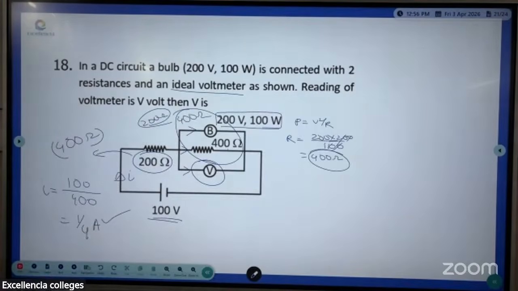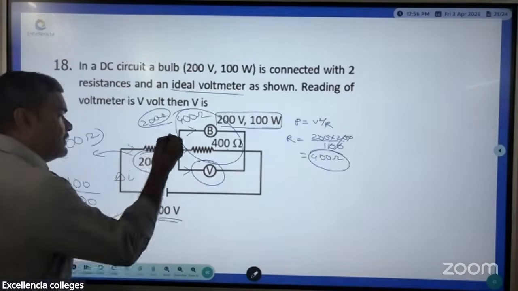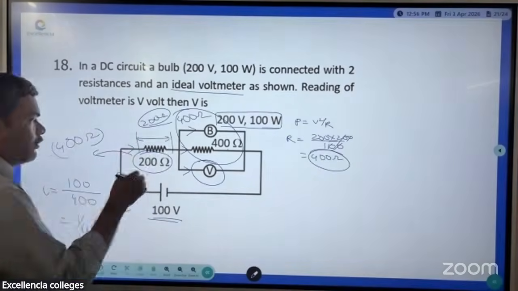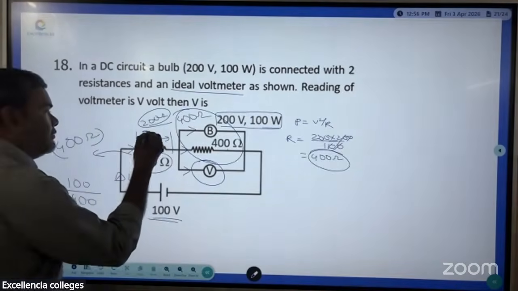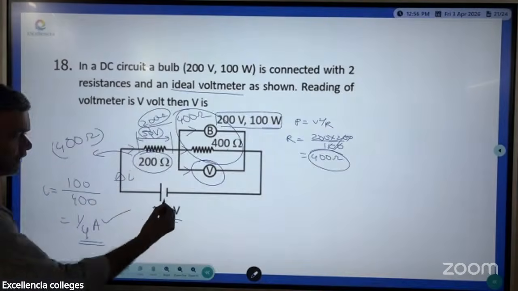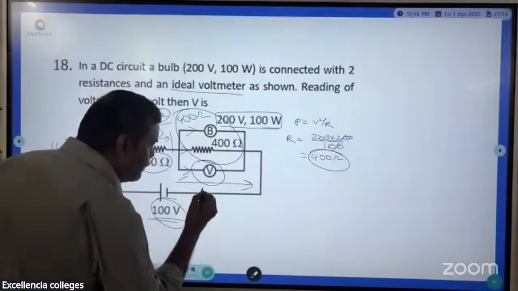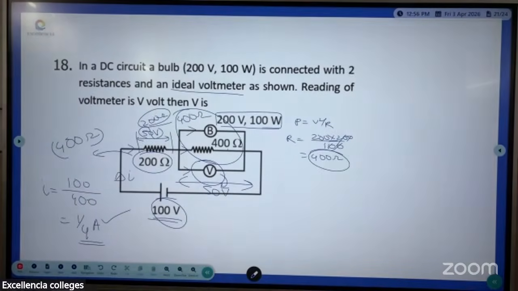If the current flowing through the circuit is 1 by 4 ampere, then the potential drop here will become, according to Ohm's law, IR. So 1 by 4 into 200, that's going to give me 50 volts. If potential drop here is 50 volts, total is 100 volts, and the potential drop here should be 50 volts, and therefore the reading of the voltmeter will become 50 volts.